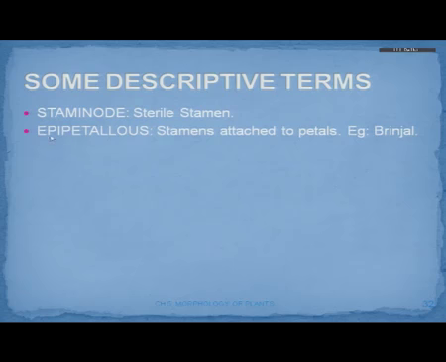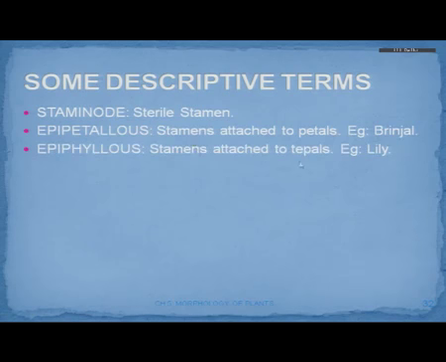Epipetalous. Now, epi means over, petalous stands for petal. So, when the stamens are attached to petals, they are said to be epipetalous. The example is brinjal. Similarly, if the stamens are attached to tepals, that is the perianth, instead of petals or corolla, the stamens will be known as epiphyllous. Phyll stands for the leaf, epi over, so over the leaf. Again, try to follow the logic instead of just cramming up the names. Epiphyllous stamens are found in lily.